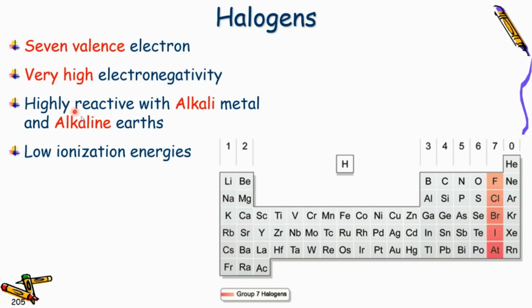And they are very reactive with these two groups, these two columns. And very low ionization energy. Easy to take electrons away too, because you have a lot of electrons.